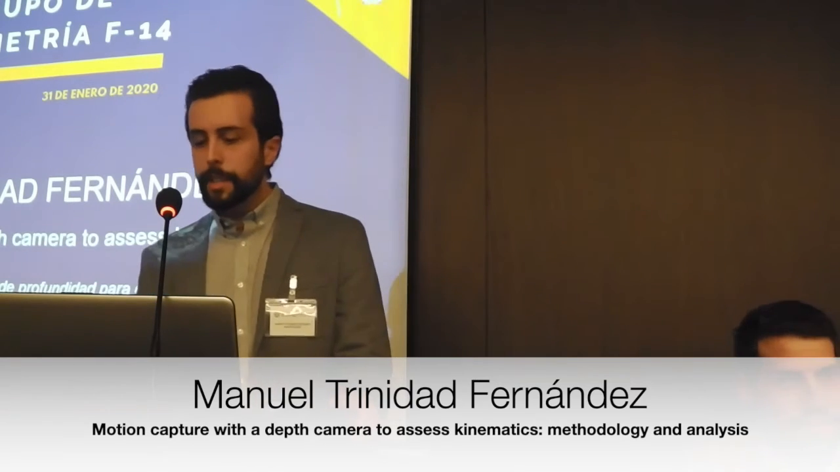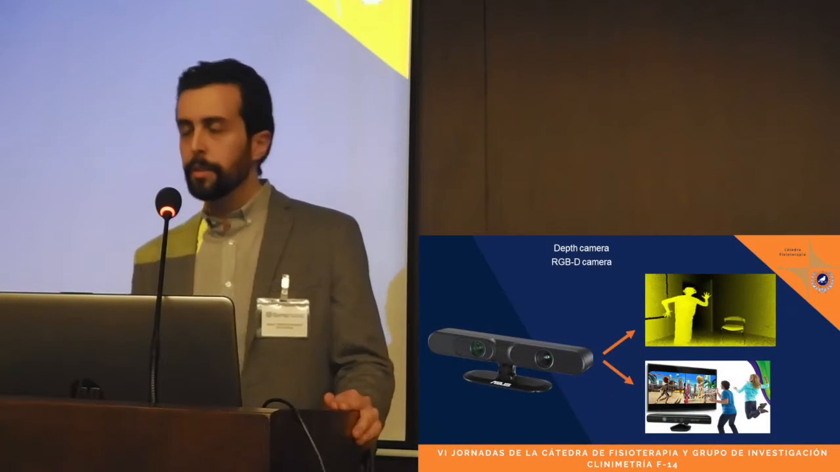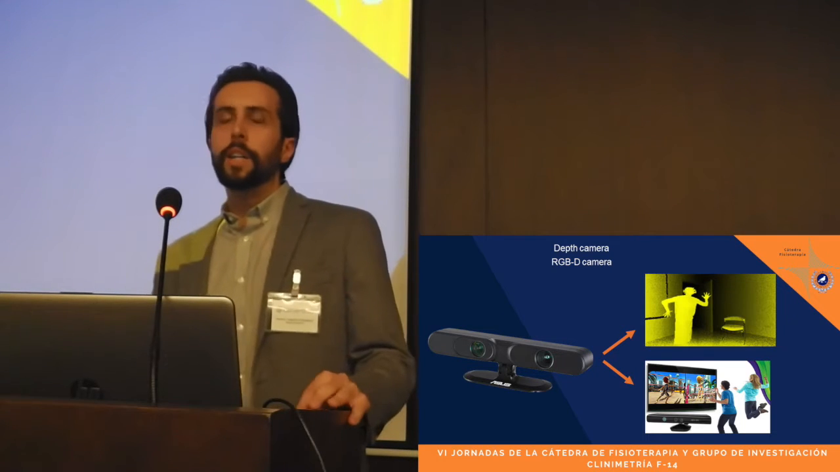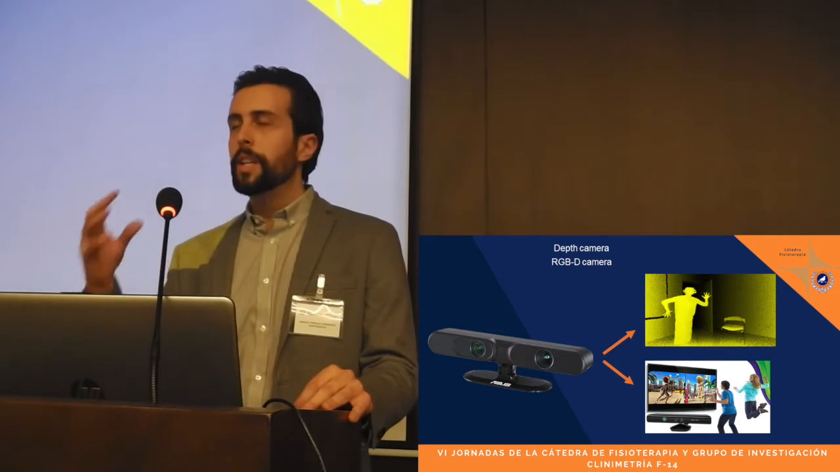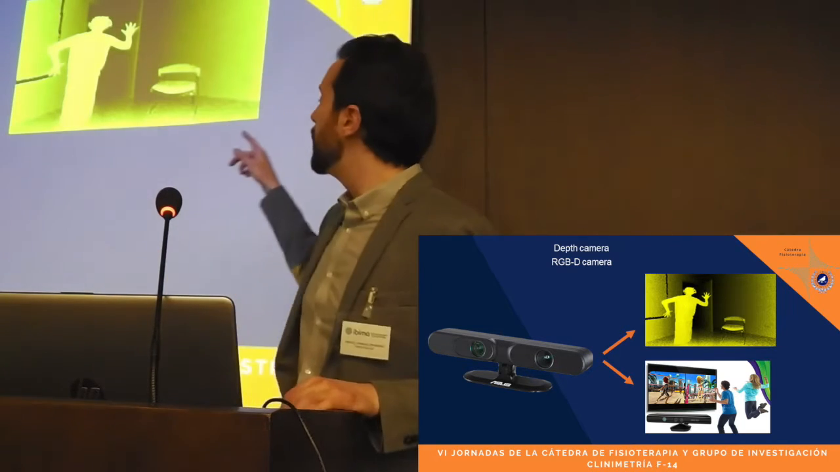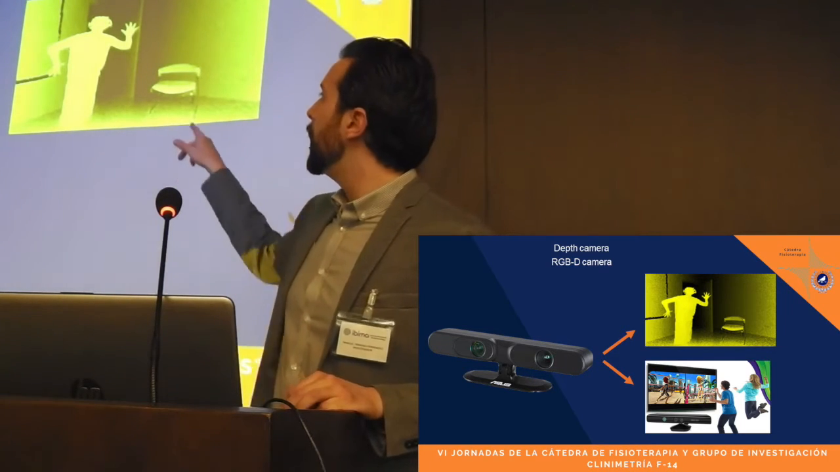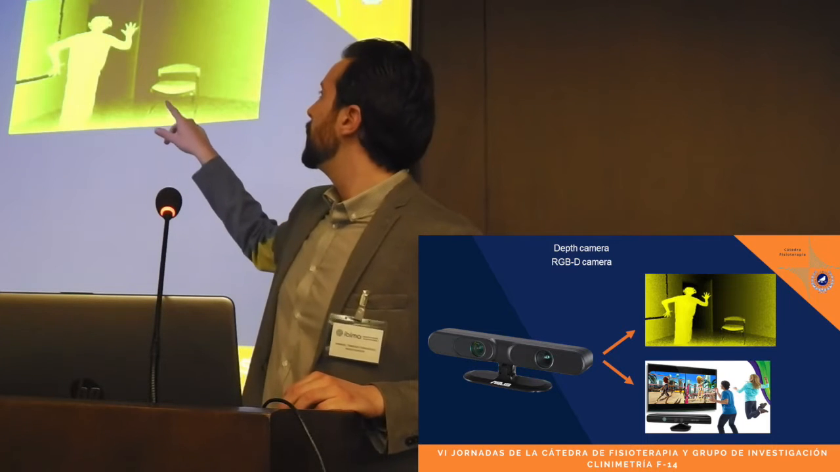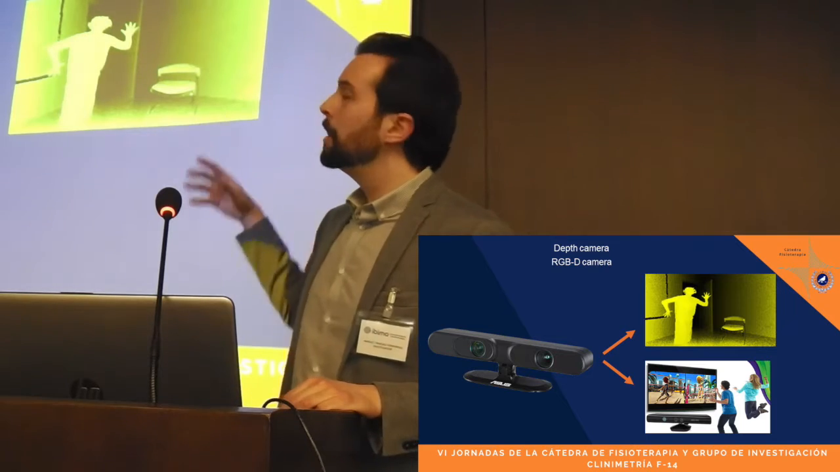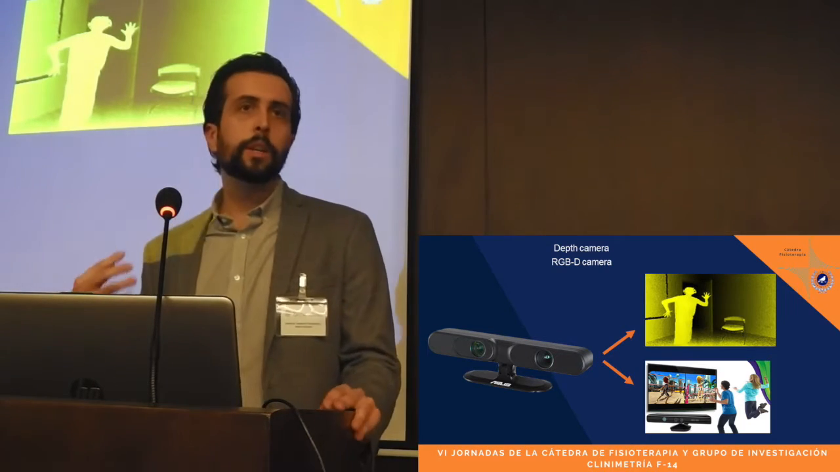My presentation is about depth cameras. First of all, what is a depth camera? A depth camera is a kind of camera that captures objects depending on the light that they receive. You can see in this image the different brightness of the person, and the different brightness of the chair or of the door. With this technology, we can obtain information about the human movement.